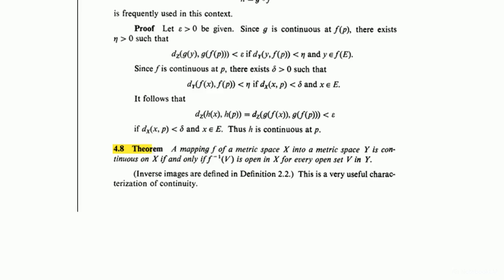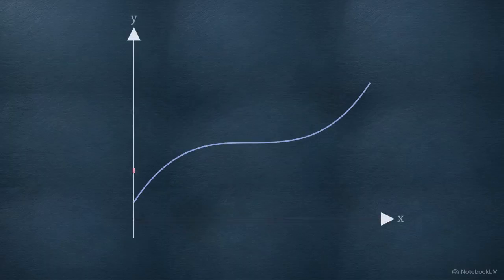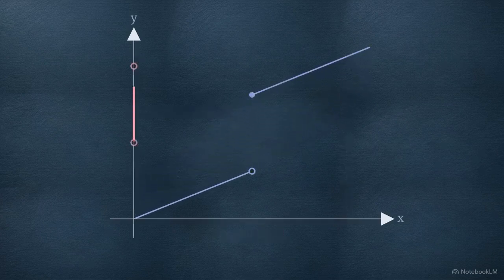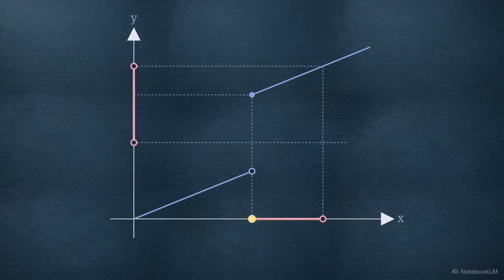Theorem 4.8 offers a completely abstract perspective on this concept. It states that a mapping is continuous if and only if the inverse image of every open set remains an open set. In the topological approach, projecting an open interval from the y-axis down to the x-axis of a smooth curve yields an open domain interval. But reverse mapping across a sudden jump forces the x-axis projection to include a closed boundary. This reveals hidden structural breaks.